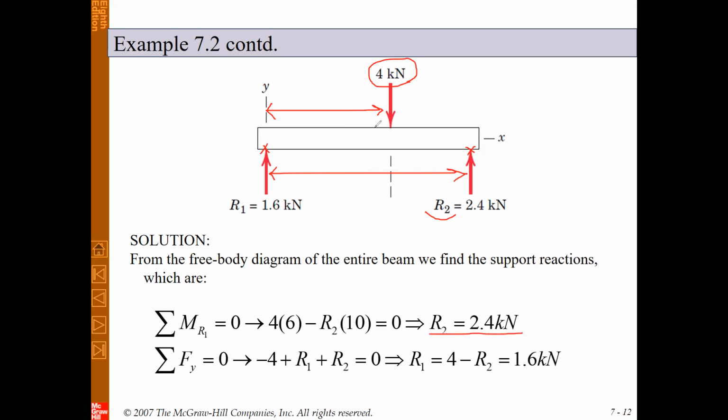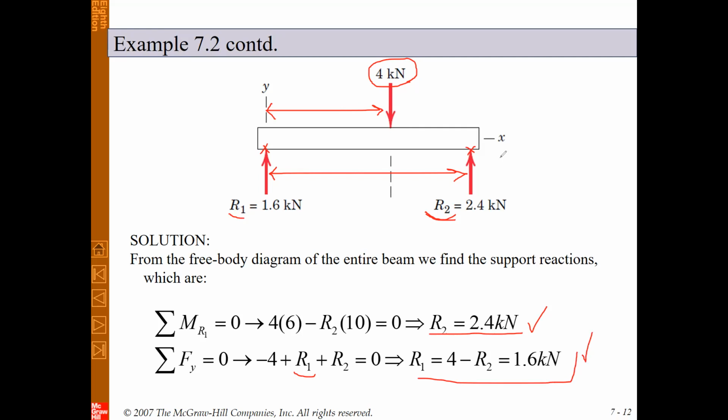Also, we can write the force equation in vertical or y direction. It must be equal to 0. So we will have R sub 1 plus R sub 2 minus 4, and it must be equal to 0. So we can obtain R sub 1 from this equation, because R sub 2 is obtained from the first equation here. So we can obtain that R sub 1 is 1.6 kilonewton.